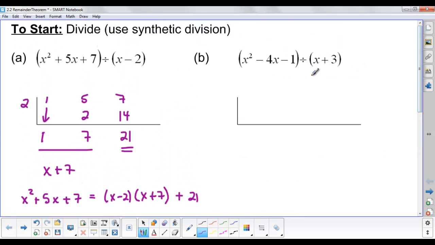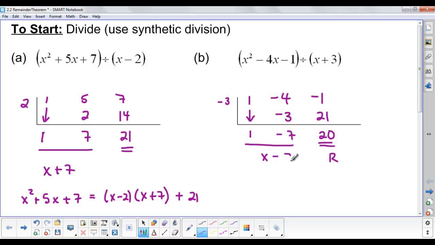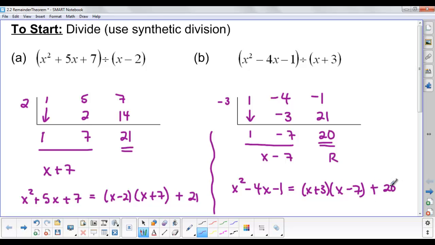Working with question B, we want to divide x squared minus 4x minus 1 by x plus 3. So we'll put a negative 3 on the outside, drop down the first term, negative 3 times 1, add them up, negative 3 times negative 7, and add them up. So remainder of 20 and a quotient of x minus 7. And again, if we were to write this out, we would end up with our dividend equaling our divisor times our quotient plus the remainder of 20.